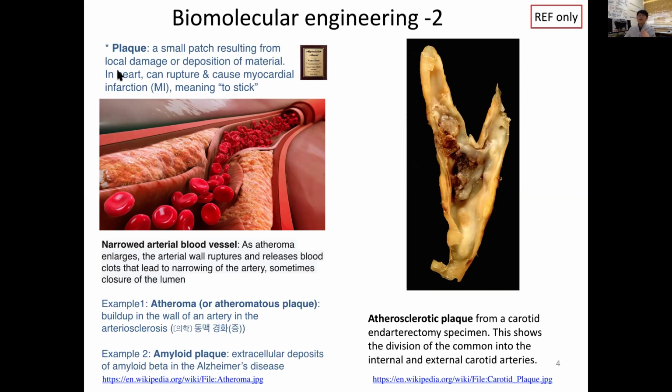Another example of plaque is atheroma, which I actually showed here. In other words, atheromatous plaque. This is a buildup in the wall of an artery in the arteriosclerosis process. And another example you will hear about plaque in medicine is amyloid plaque. This is an extracellular deposit of amyloid beta, which is believed to be the culprit of Alzheimer's disease.